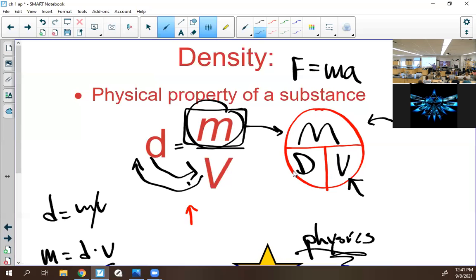Any three-variable equation can be put into this style of circle. So you take density equals mass over volume, you take the variable on top of the fraction and you put it on top of this circle. Then you take the other two variables and you put them on the bottom of this circle. Okay, so write this in your notes real fast. This is density equals mass over volume.